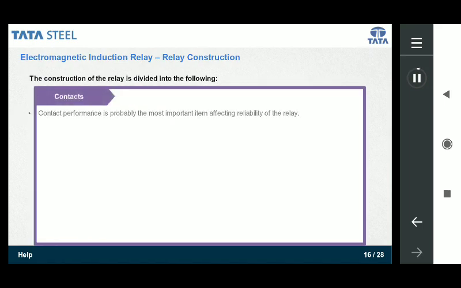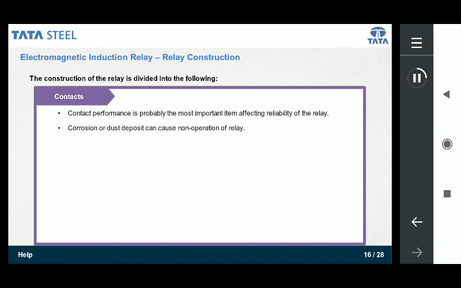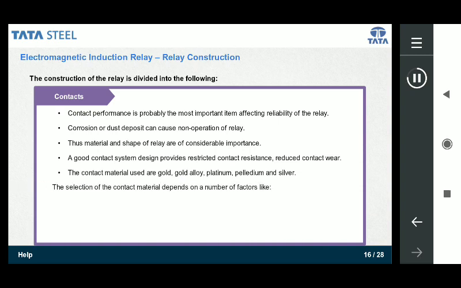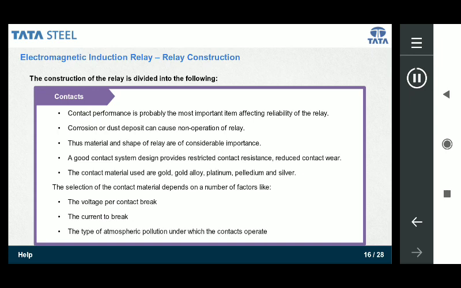Contacts. Contact performance is probably the most important item affecting the reliability of the relay. Corrosion or dust deposit can cause non-operation of the relay. Thus, the material and shape of the contacts are of considerable importance. A good contact system design provides restricted contact resistance and reduced contact wear. The contact materials used are gold alloy, platinum, palladium and silver. The selection of the contact material depends on a number of factors like the voltage per contact break, the current to break, and the type of atmospheric pollution under which the contacts operate.